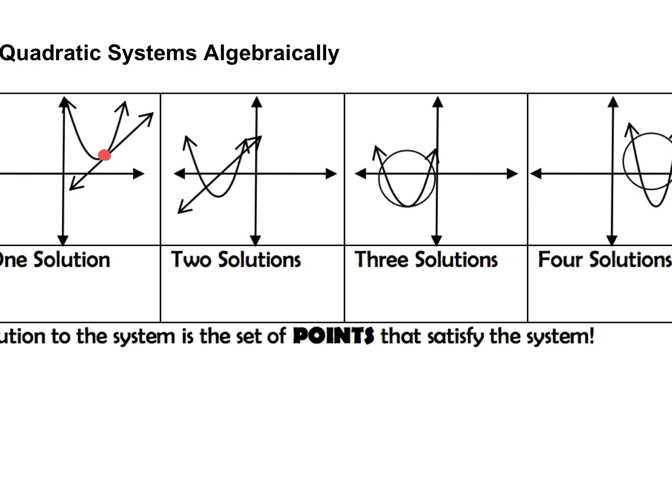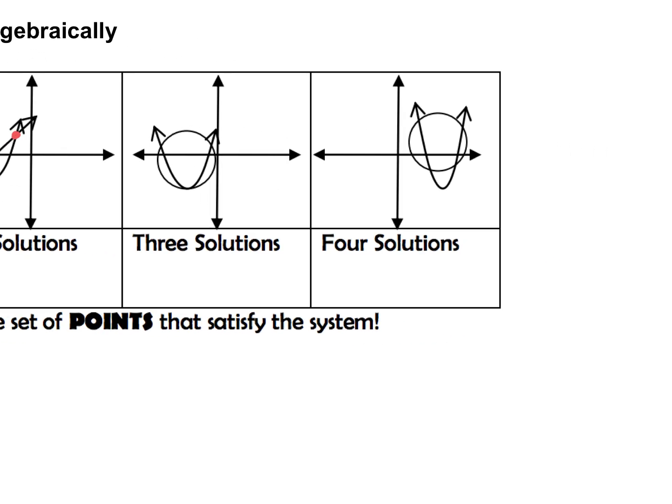So I have my parabola, I have my line, but the way my line is positioned, it crosses at 2 points. Here's where it gets weird, and we're not going to do this in this class, but just listen and don't freak. If we have three solutions, we may have a circle or an ellipse and a parabola, and it crosses at 3 points. 4 solutions crosses at 4 points. So the solutions equate to how many times the two graphs cross.